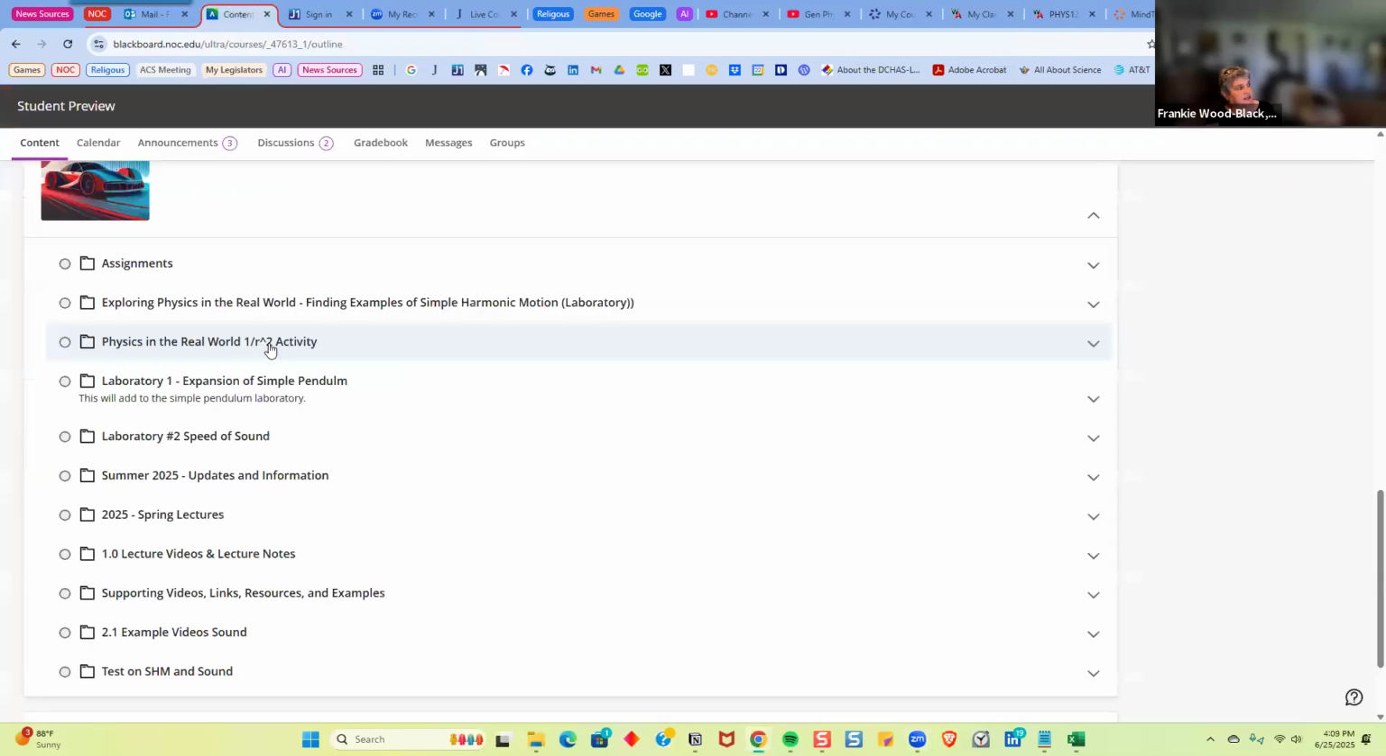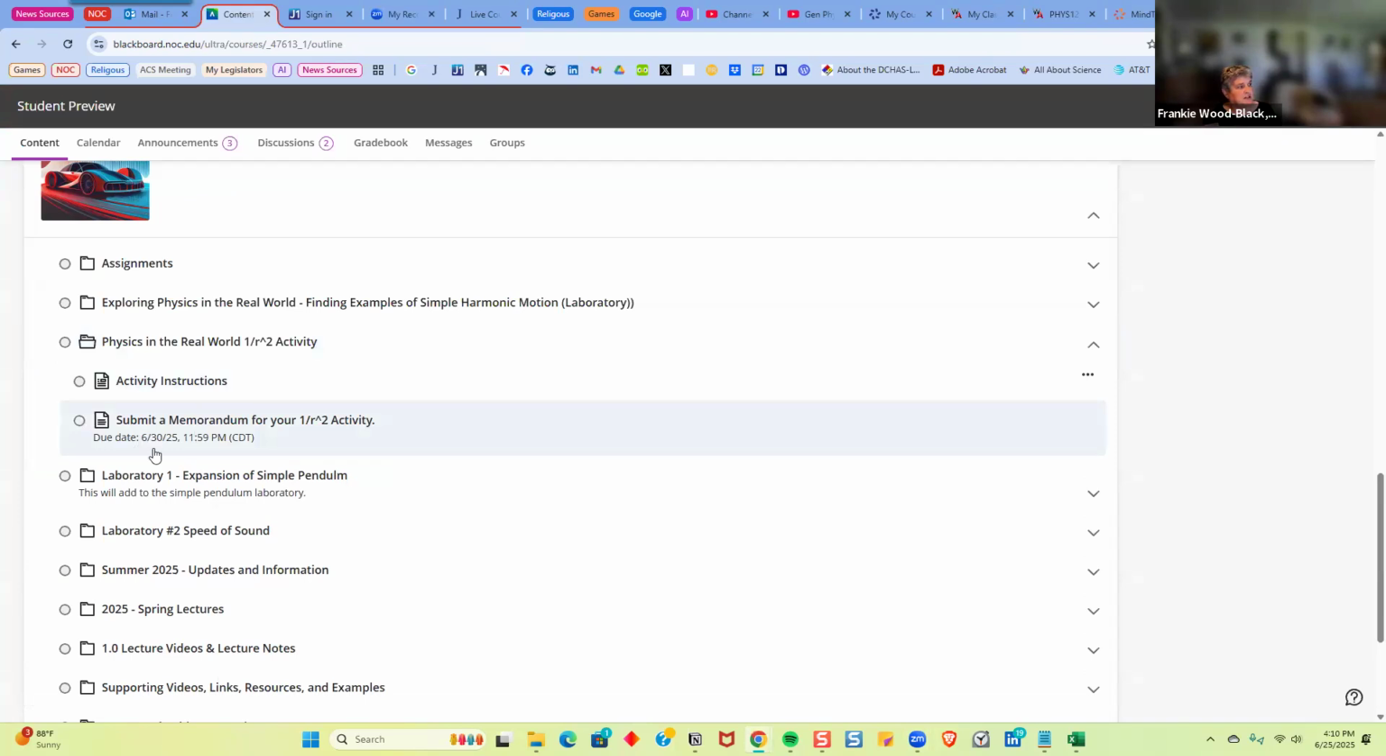Let's talk about the two lab activities. This is the 1/r² activity. It's going to be due on June 30th. And when I put that in class tonight, it's going to make more sense as we get there. But I just wanted you to be aware to be paying attention to that.